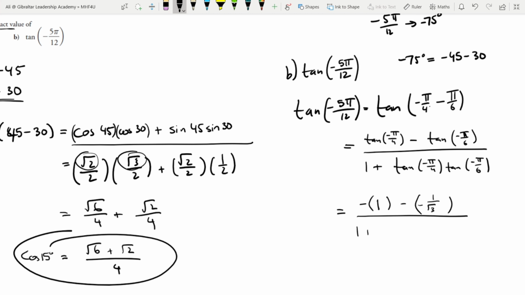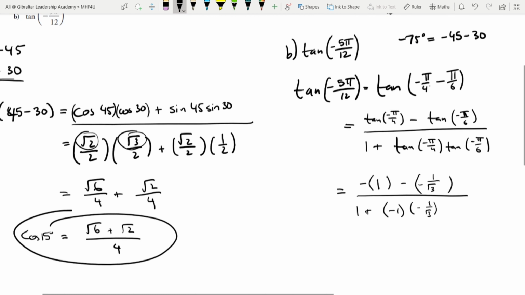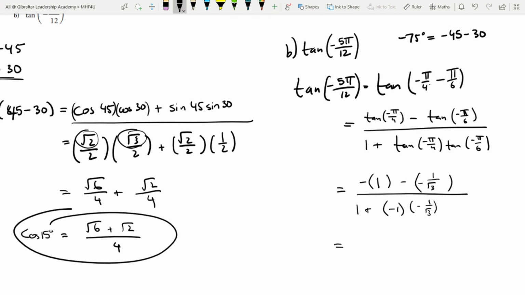Down here, 1 plus, I already know tan of negative pi over 4 is negative 1, and tan of negative pi over 6 is negative 1 over root 3. Let's keep going. This becomes negative 1 plus 1 over root 3 over 1 plus 1 over root 3.